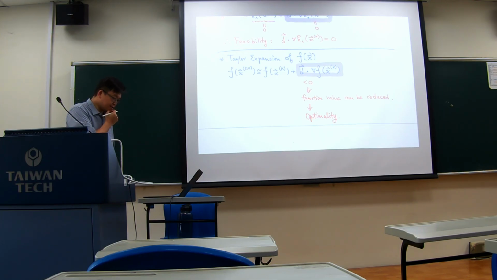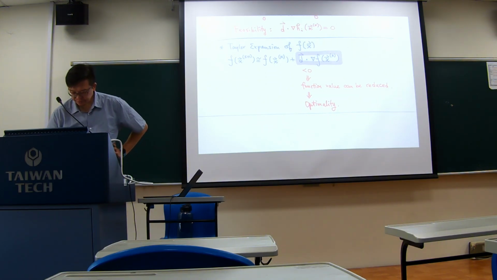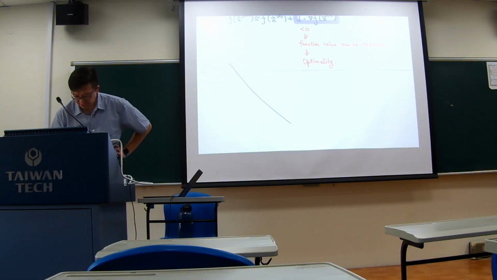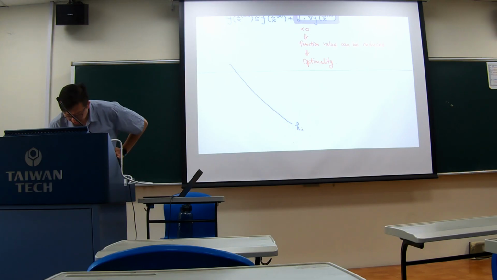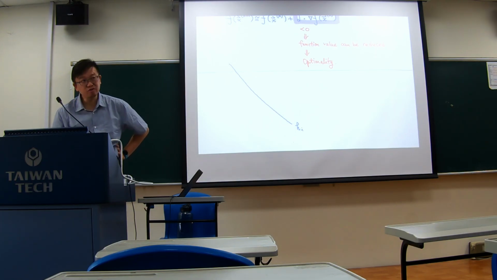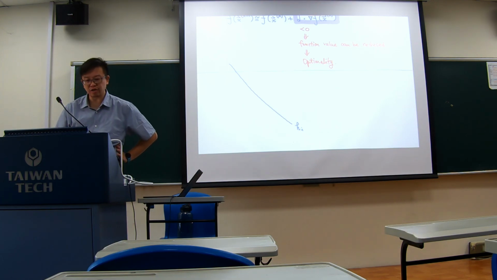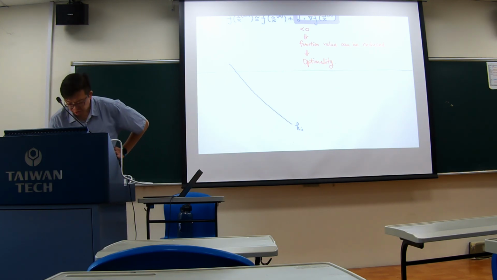Okay, so let's now make a drawing for this. So let's say again, this is your function value hi, and then let me try to draw a contour of the objective function. So let's say I have a function like this.